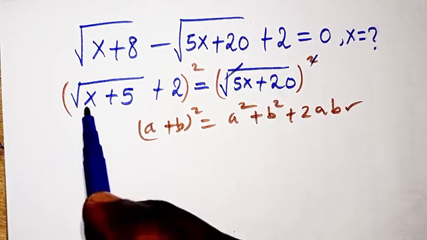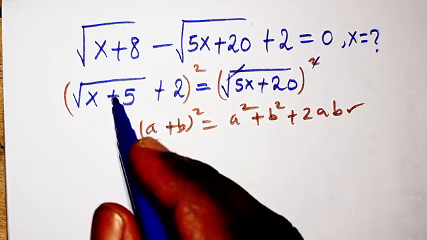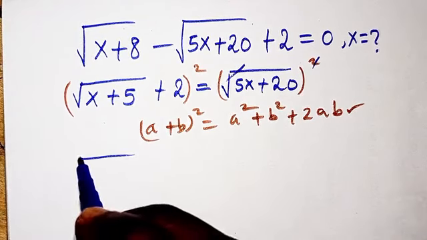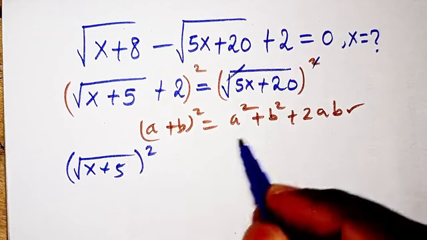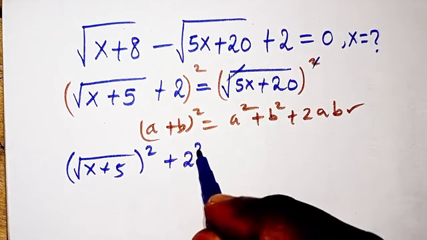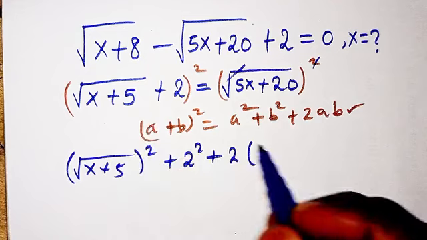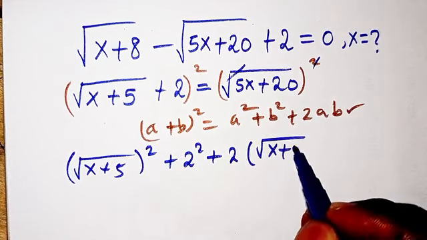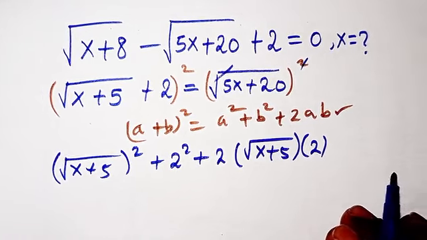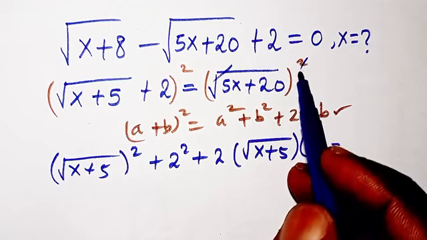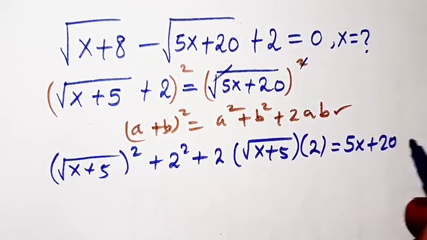So therefore my a is root x plus 8 and my b is 2. So therefore I'm going to be having root x plus 8, all squared according to this, plus 2 to the power of 2, then plus 2 times the a, which is all of this, root x plus 8, then the b is 2. Do you get it now? Then equals, so we can see that this square has already cancelled the square root. We have 5x plus 20.